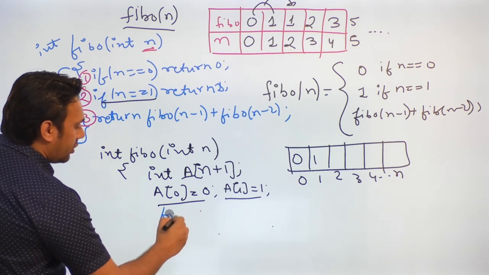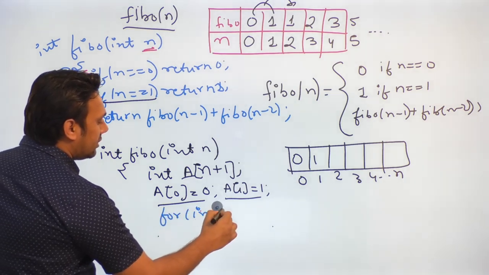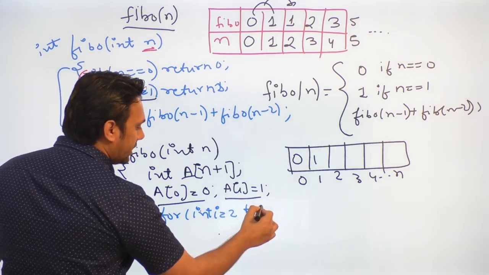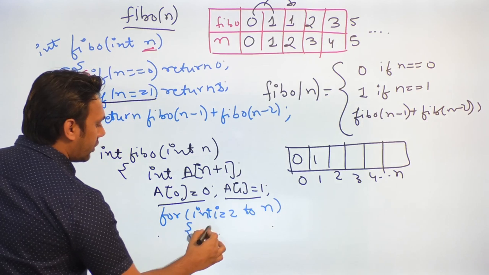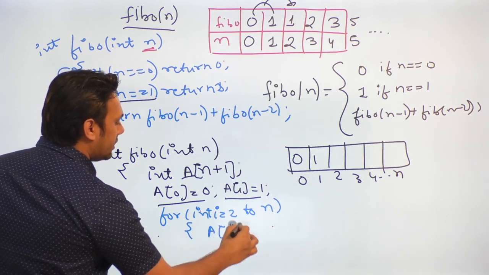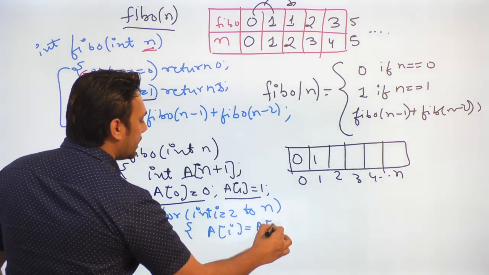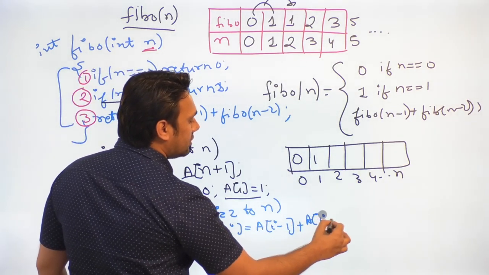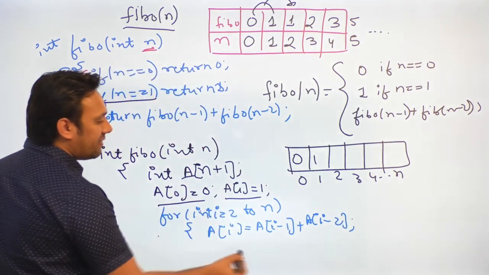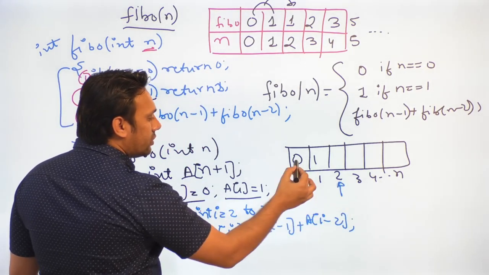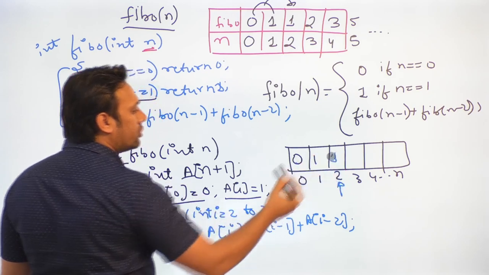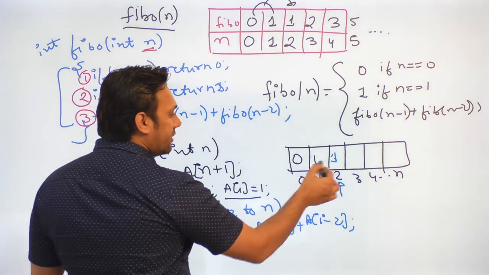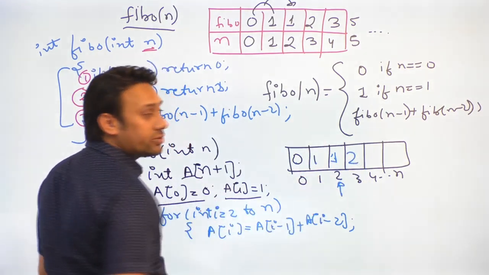I can say for integer i equal to 2 to n, 2 se lekar n tak, I have to compute a of i is equal to a of i minus 1 plus a of i minus 2. That means if the value of i is 2, then I want to add 0 plus 1 and I want to store 1 in this location. Okay, again, I want to add 1 plus 1 and I want to store 2 in this location.